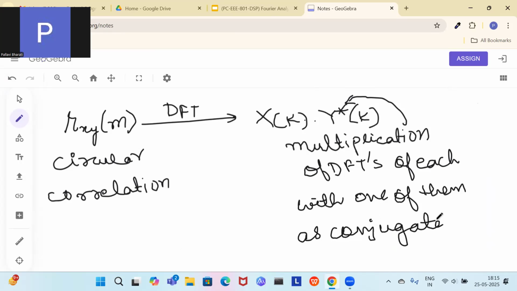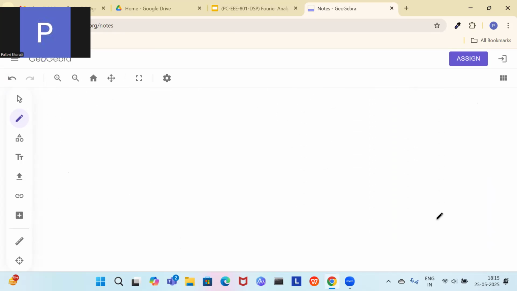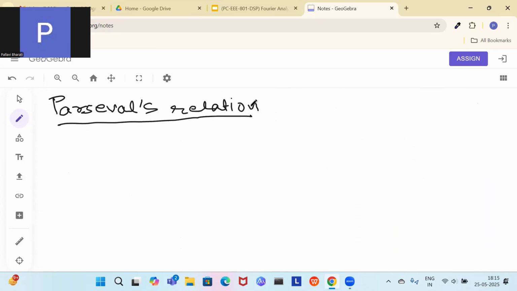This is the circular correlation property. Now the last property that we have to do is Parseval's theorem for DFT. That is very short. Let's do that. So Parseval's theorem, or you can say Parseval's relation. First of all, let us write down the statement of this.